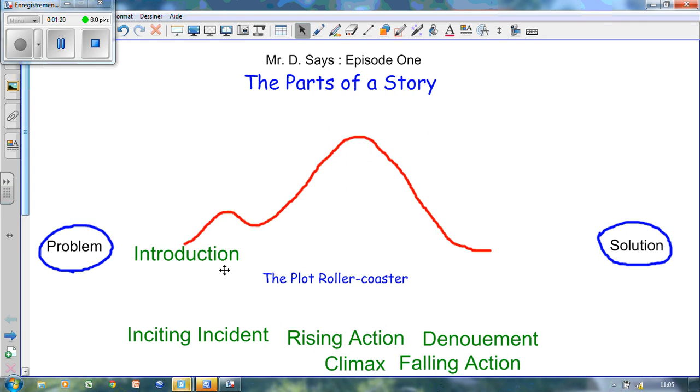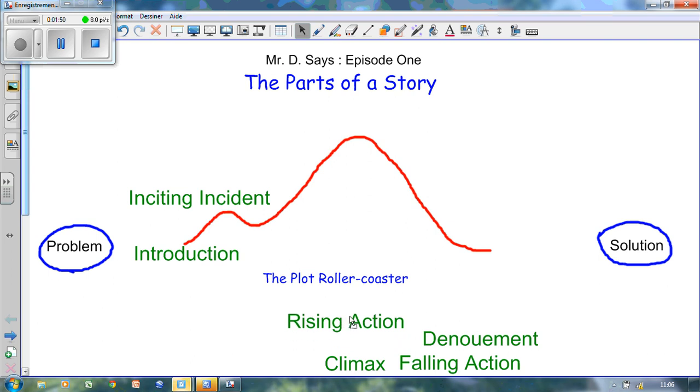That gets us started. But we still need a problem in order to have a story, and that generally comes in right around here with the inciting incident. The inciting incident is that bump in the road that sort of sets the story in motion. It takes us from simply talking about a setting and characters that aren't doing anything and gives us something to do, so it sets everything in action. Once we've had the inciting incident and we start working towards the ultimate solution, tension starts to mount in the story.